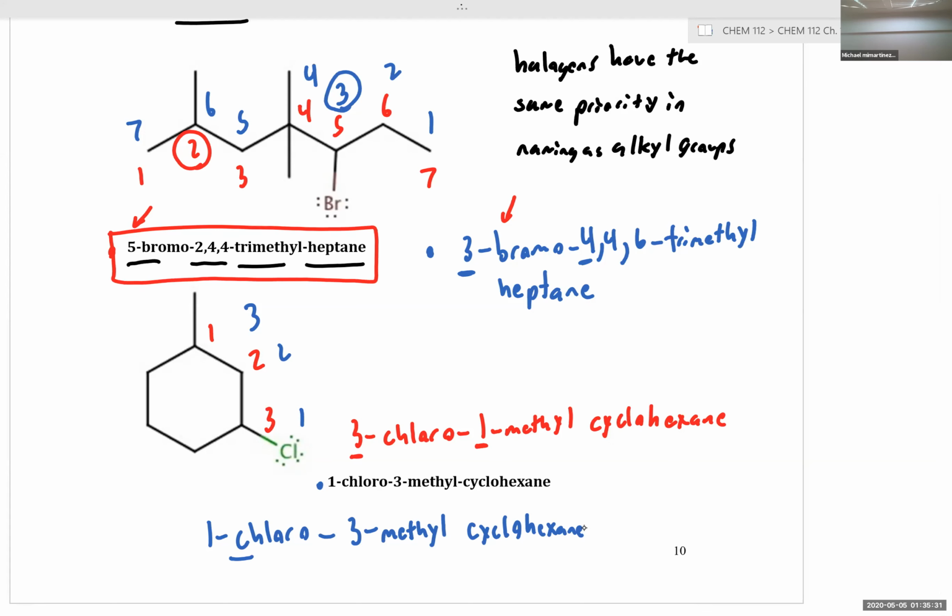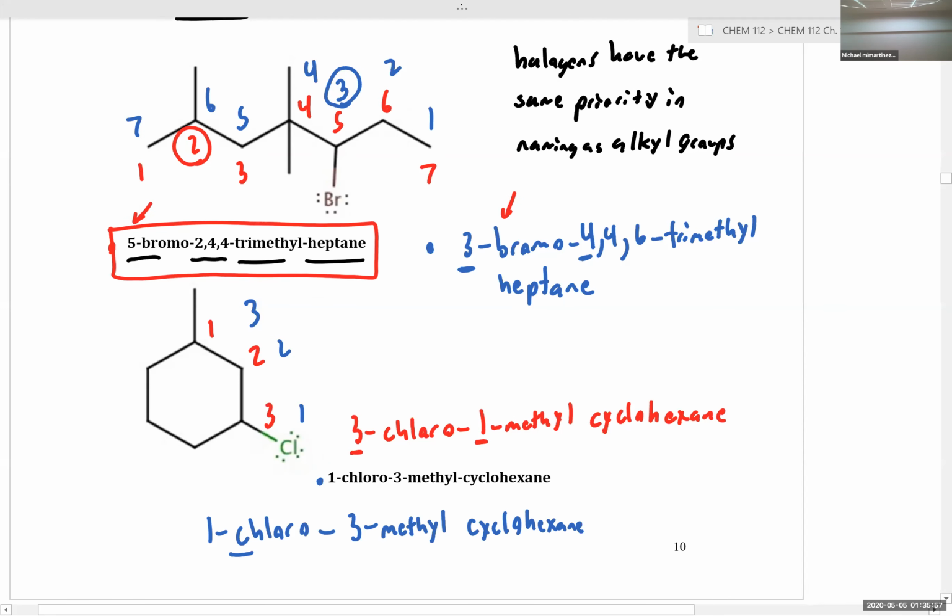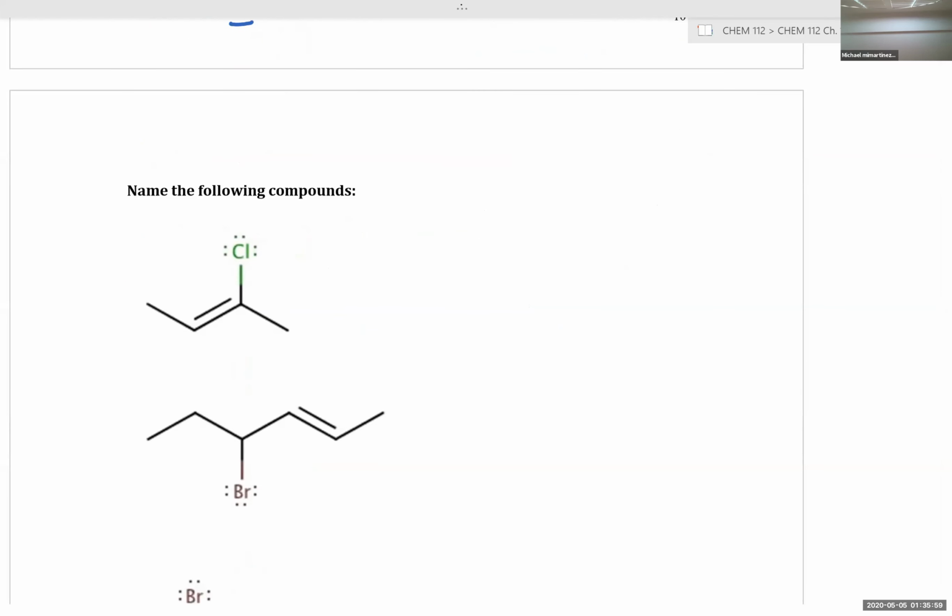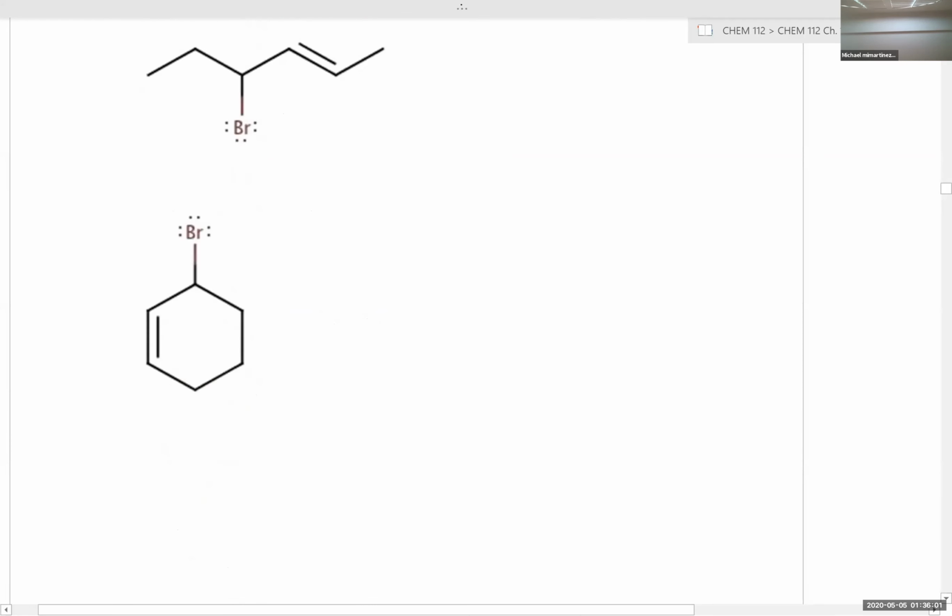Yep, exactly right. You put your substituents in alphabetical order, and if there's a tie in locant numbers, you put the smallest locant number at the first species in alphabetical order. Does that make sense? Perfect. So let's keep going now.